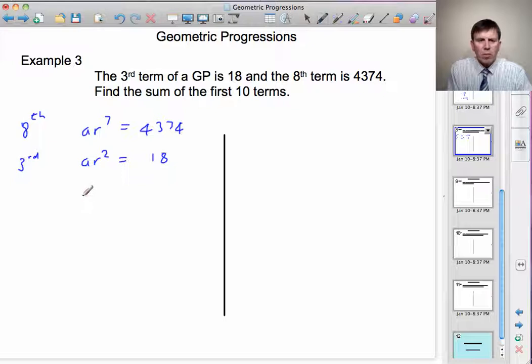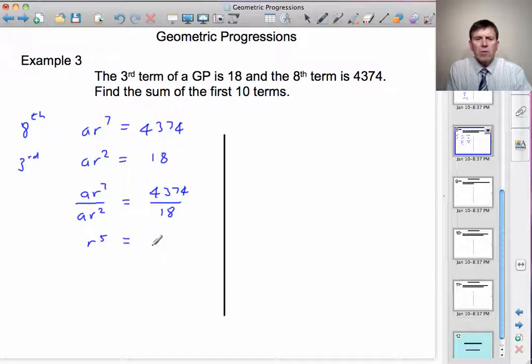So if I divide the top one by the bottom one, we get AR to the 7 divided by AR squared is equal to 4,374 divided by 18. Now the A's cancel, and R to the 7 divided by R squared is R to the power 5. And 4,374 divided by 18 turns out to be 243. And whichever two terms you're given, you'll always end up with a power of R here. Once you've divided, the A's will always cancel out.